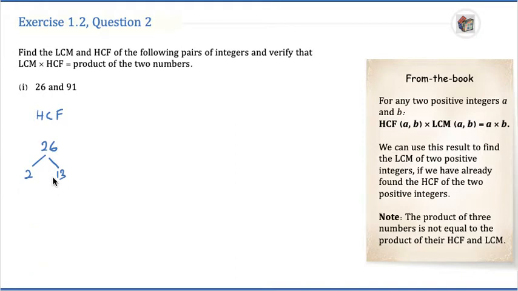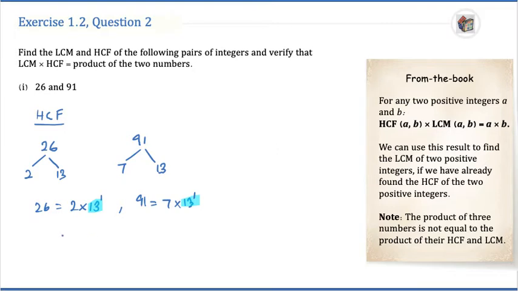Okay, so this is 2 and 13 and both of them are now prime numbers. So 26 can be expressed as 2 times 13. Similarly, when I work with 91, I will see that this is 7 times 13 and both of them are prime numbers, so I can't do anything further. Now that I have both the prime factorizations, how do I get the HCF? The HCF really is the common factors that these two numbers have, and it's the highest common factor. So here you see 2 and 7 are not common at all. 13 is the common prime factor that they have, and the power on 13 is 1 in both of them.